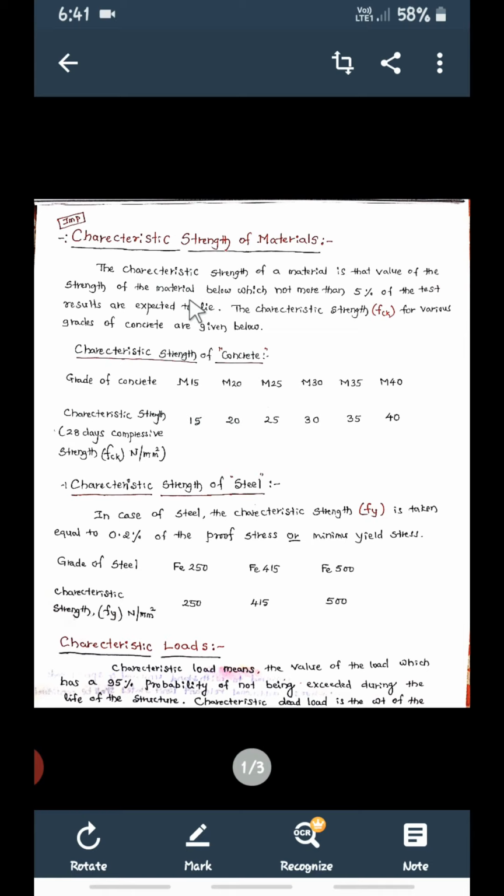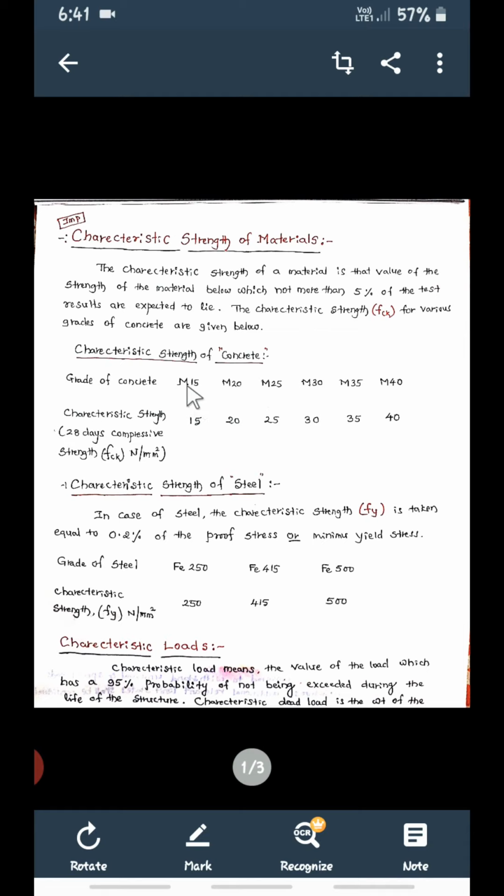For example, I want to know the characteristic strength of concrete. There are different grades here. Different grades of concrete we will be using in the design, like M5, M7.5, M15, M20, M25 grade, M30, M35 grade, M40, and so on. It continues. These are the different grades of concrete. I am talking about the concrete, not cement.